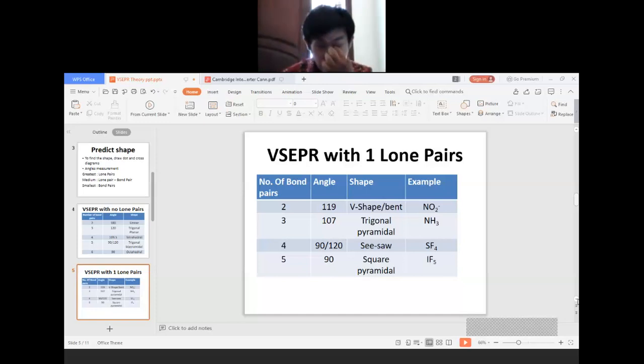as we move forward, there are four bond pairs and one lone pair. It has the molecular shape seesaw. Seesaw is like the children's toy on the playground, one up, one down, one up, one down. The molecule is SF4.